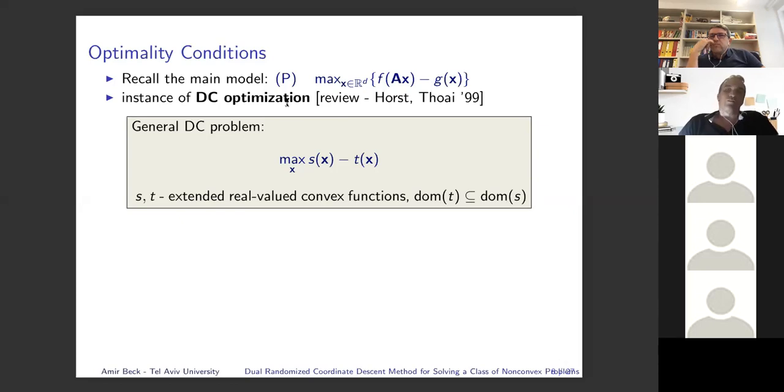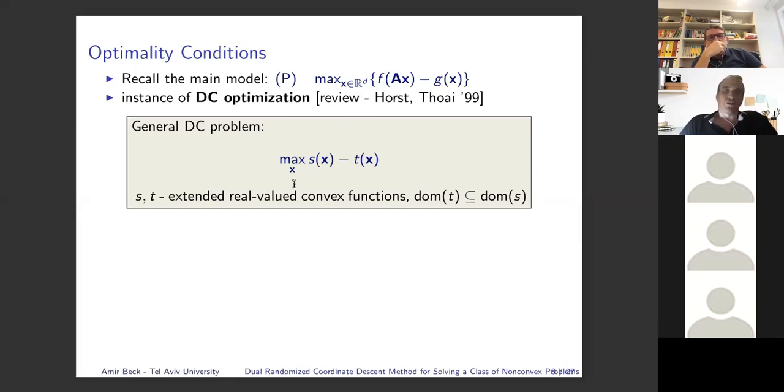So of course, first of all, we need to note that it's a DC optimization problem, DC meaning a difference of convex functions optimization problem. There is a vast literature on this topic. Just here, I'm referring you to one of the reviews on the subject by Horst and Thoai. And let's see what we can learn from the literature about DC problems.